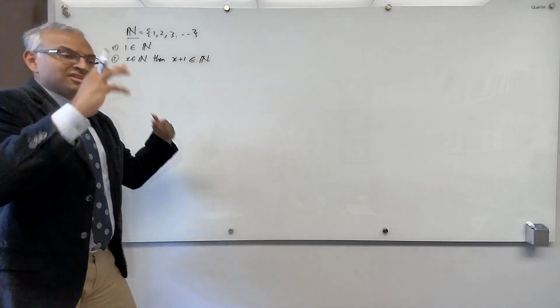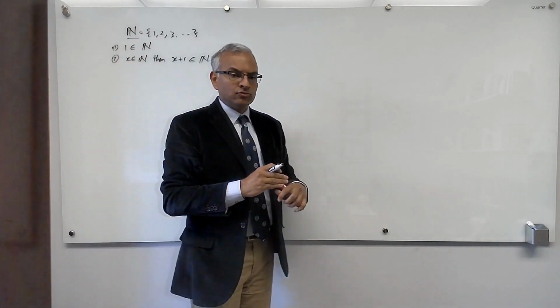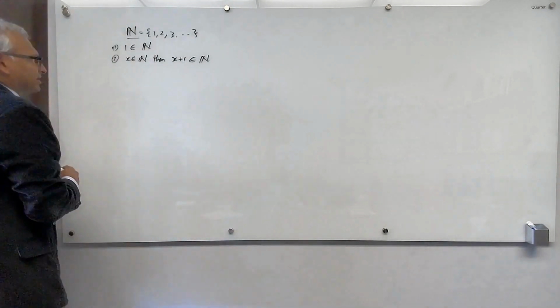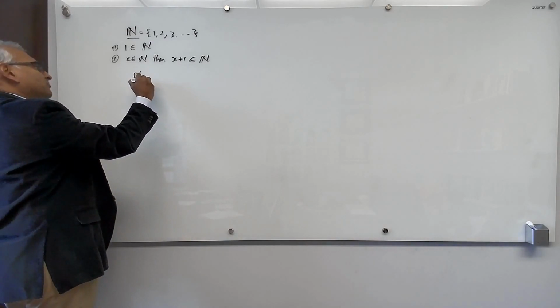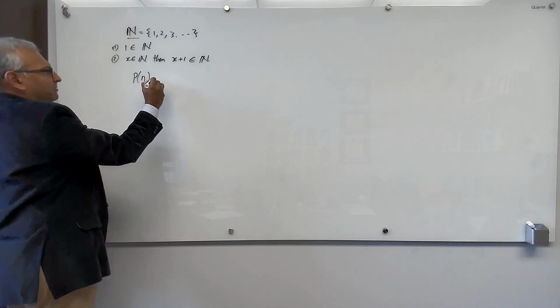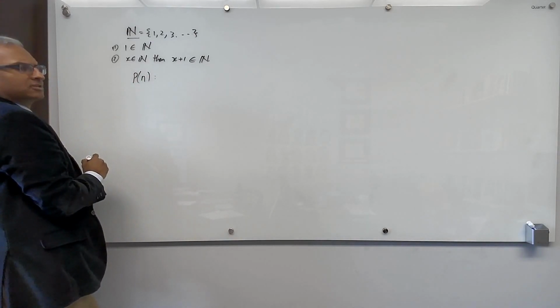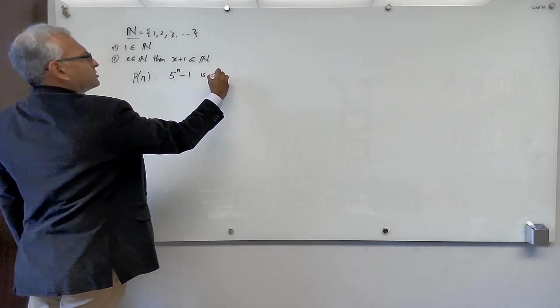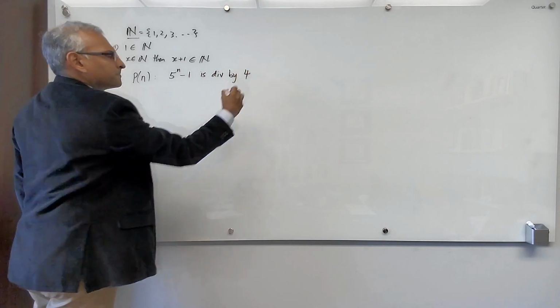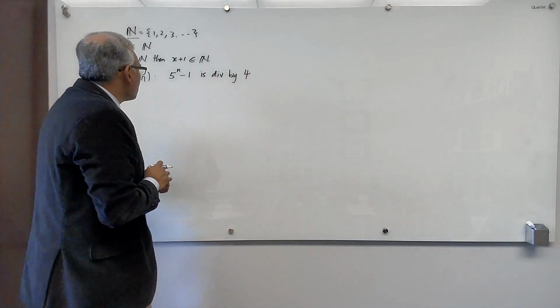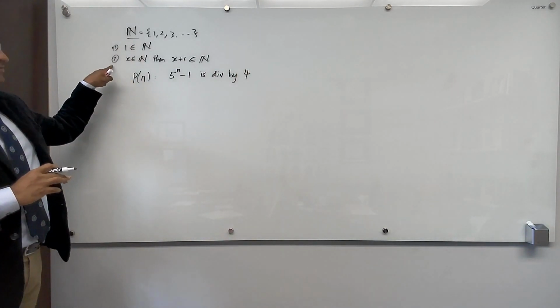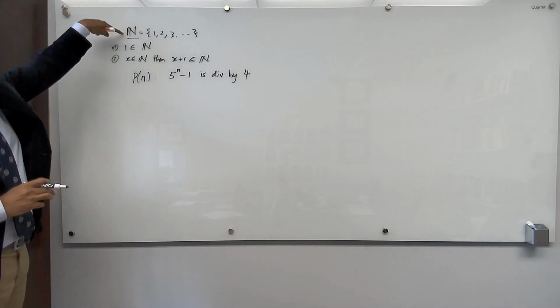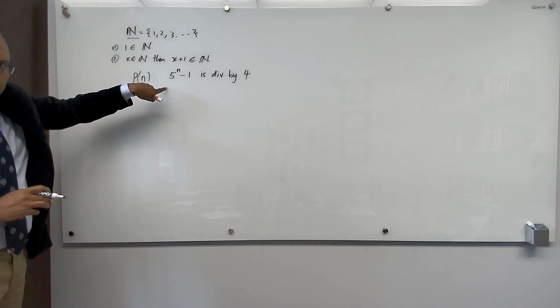Okay. So let's consider some property that we'd like to prove of all the natural numbers. For example, let's define a property P of N, a property for the natural number N. It's the fact that 5 to the N minus 1 is divisible by 4. I'm just claiming this. So we have a recursive set, and we want to prove that every element of N has this property.